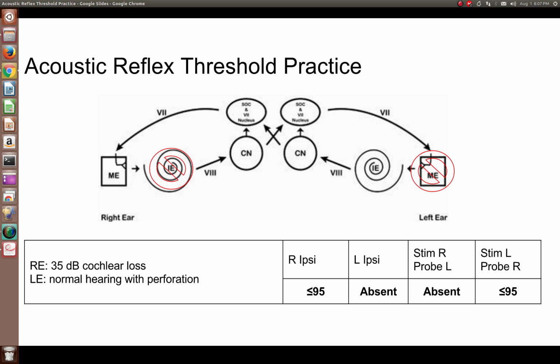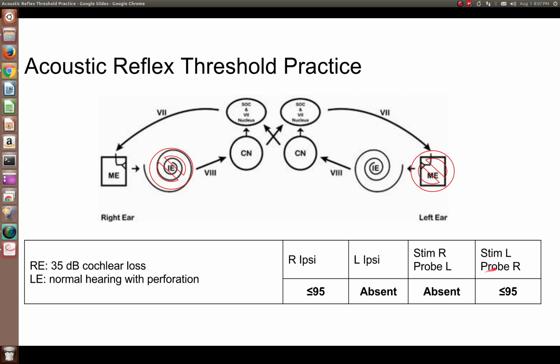What about our left ipsi reflex? Well, the issue here is that probe effect. We've got a conductive problem in that left ear. So that means that any kind of reflex we try to measure in that left ear is going to be absent. So left ipsi for sure, that's absent. Also right contra, because the probe is in the left ear, that's going to be absent too.